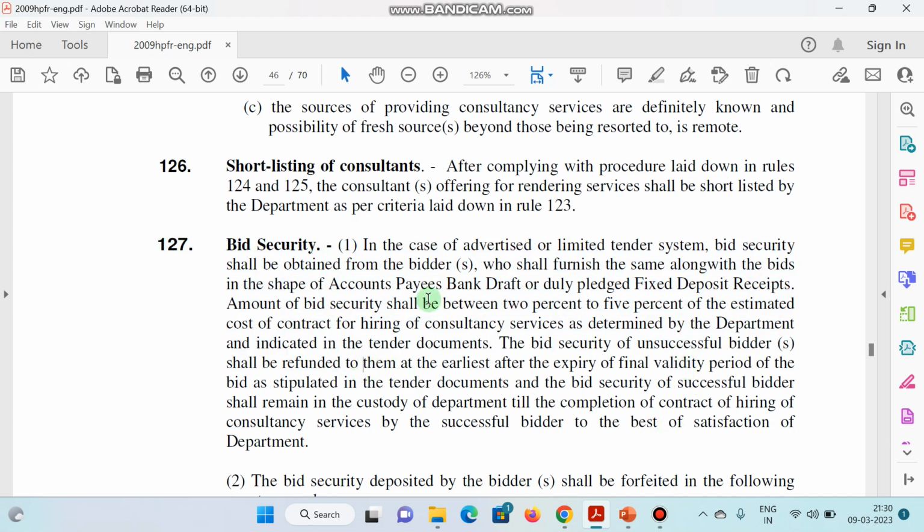And we already know the amount of bid security shall be between 2 to 5% of the estimated value of the contract. And yes, remember this thing, the bid security of the unsuccessful bidder shall be refunded to them at the earliest after the expiry of the final validity of the bid. And you have to follow the procedure as mentioned here.